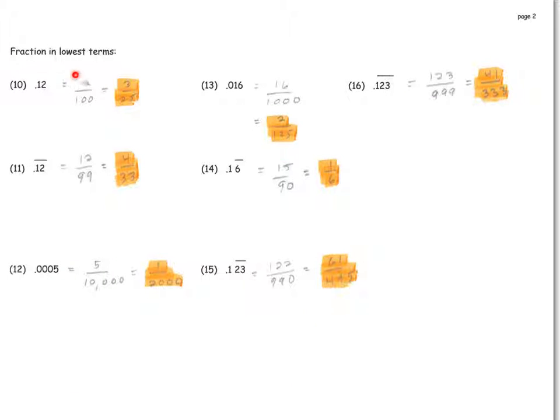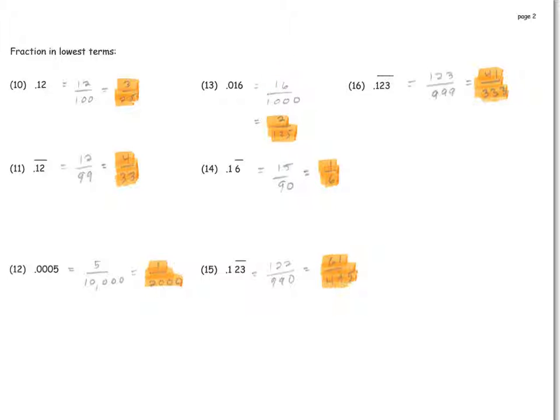Changing decimals to fractions in lowest terms. When you have a decimal that has a finite or a limited number of numbers, like 0.12, 0.016, 0.0005, that doesn't have any bars in it, you count the number of places, and that's the number of zeros in your number. So 0.12 is out of 100, and 0.016, 3 spaces, is out of 1,000, and 4 spaces, 10,000. That's 12 out of 100.